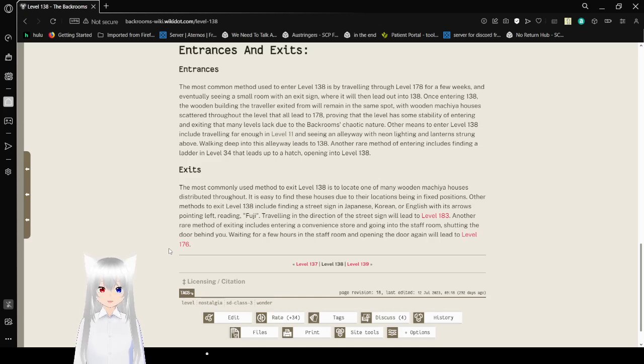Other means to enter Level 138 include traveling far enough in Level 11 and seeing an alleyway with neon lighting and lanterns strung above. Walking deep into this alleyway leads to 138. Another rare method of entering includes finding a ladder in Level 34 that leads up to a hatch, opening into Level 138.